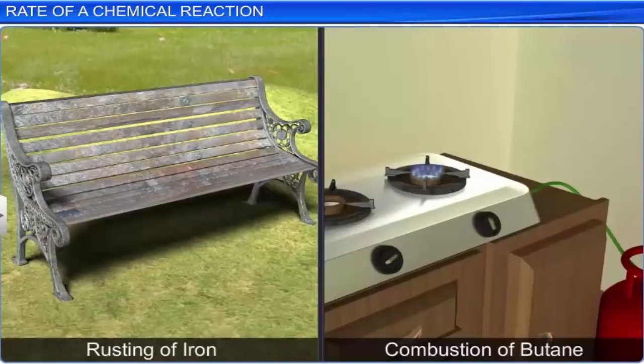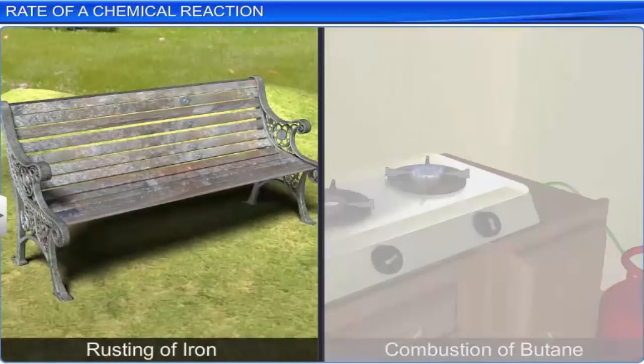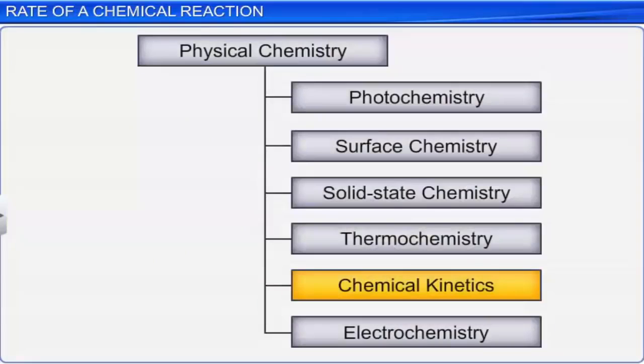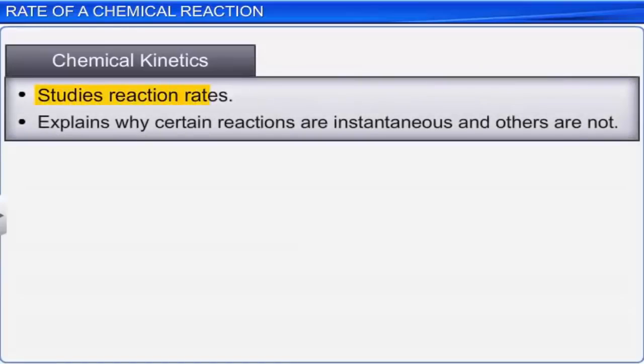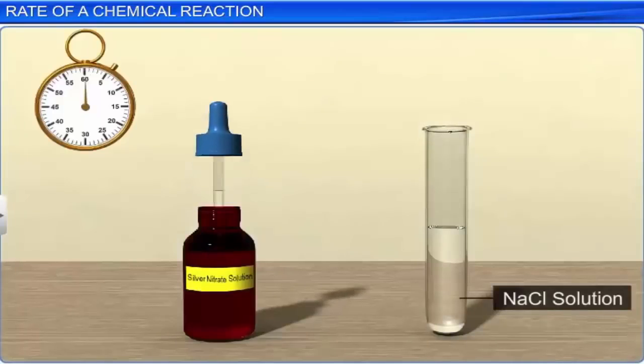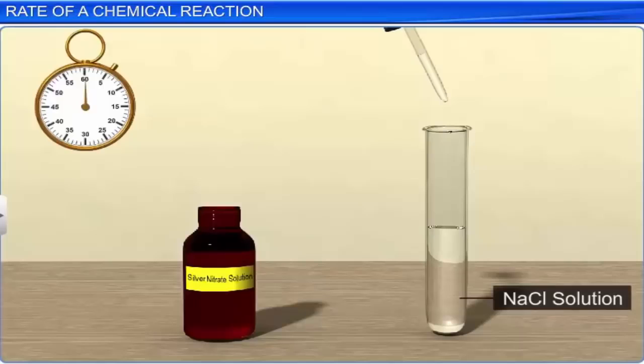Have you ever wondered why some reactions are slow while others are fast? Chemical kinetics is the part of physical chemistry that studies reaction rates and explains why certain reactions are instantaneous and others are not. It also describes the conditions by which reaction rates can be altered. Let us start with a simple definition of the rate of a chemical reaction.